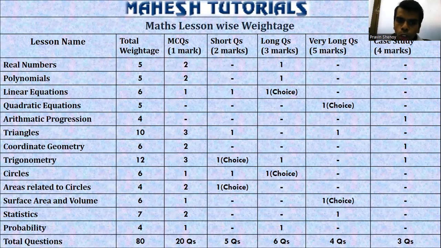So in all, the paper is of 80 marks. For 80 marks, you will have 20 MCQs. The bifurcation of these 20 MCQs among the chapters is mentioned over here. You will have 5 2-mark questions. The bifurcation is as follows: 1 2-mark question from linear equation, 1 from triangles, 1 from trigonometry, 1 from circles, 1 from areas related to circles. You will have 6 3-mark questions. The bifurcation will be 1 from real numbers, 1 from polynomials, 1 from linear equation, 1 from trigonometry, 1 from circles, and 1 from probability.